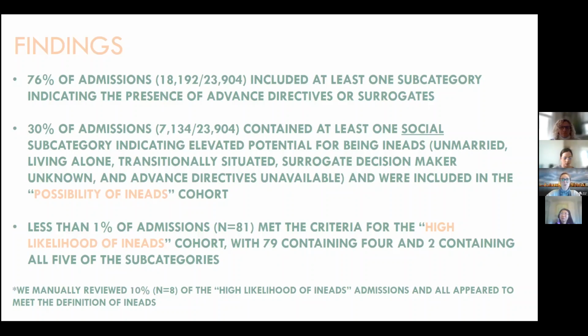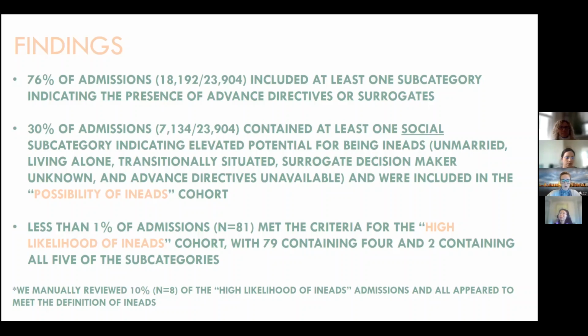30% of admissions contained at least one social subcategory indicating elevated potential for being in needs. And I underline social because I just want to point out that we didn't include the lacking capacity subcategory here. We were really interested in the social piece, because obviously patients' decisional capacity can be fluid. They can have it and lose it. They can not have it and regain it. But we were really interested in the social piece that's outside of the patient's condition. So those categories are being unmarried, living alone, transitionally situated, surrogate decision maker unknown, and advanced directives unavailable. So 30% of our patients had at least one of these subcategories identified.